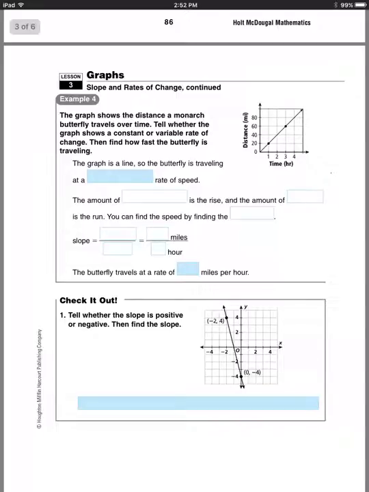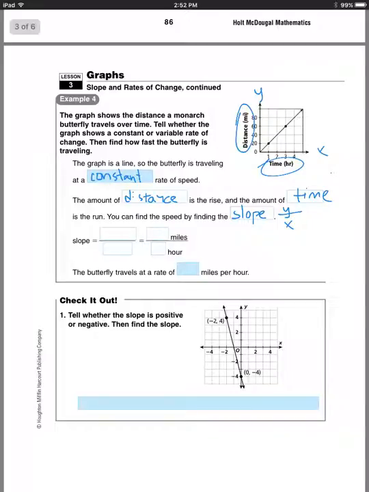The graph shows the distance a monarch butterfly travels over time. It's been a long time since I've seen a butterfly. Tell whether the graph shows a constant or variable rate of change, then find how fast the butterfly is traveling. Well, that is a straight line, and we just said that if it's straight, it's a constant. So it is traveling at a constant rate of speed, meaning it's not getting faster or slower, it's just cruising along. So the amount of distance is the rise, because that's the word on your y-axis, and the amount of time is your run because that's the word on your x-axis. So you can find the speed by finding the slope or rate of change, which is y over x.